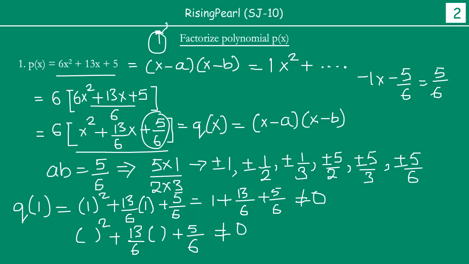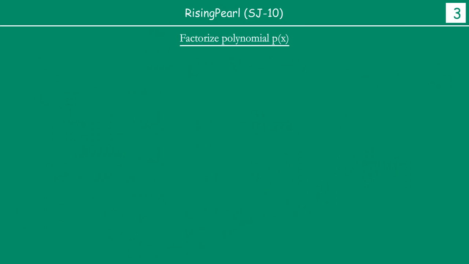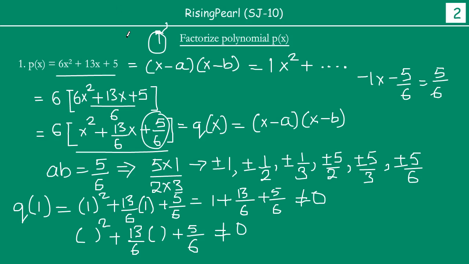Now चलिए let us actually go ahead and do this. So अच्छा चलिए let us now write down our polynomial, right? So we have 6 times x square plus 13 by 6 x plus 5 by 6, right? So आइए चलिए इसे let us write it down.